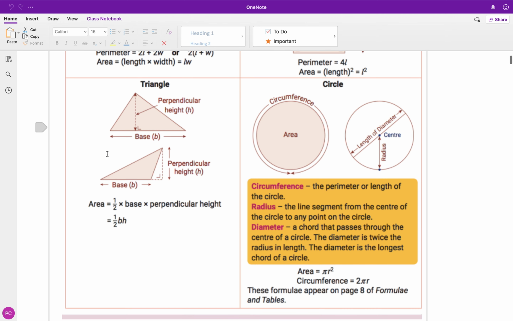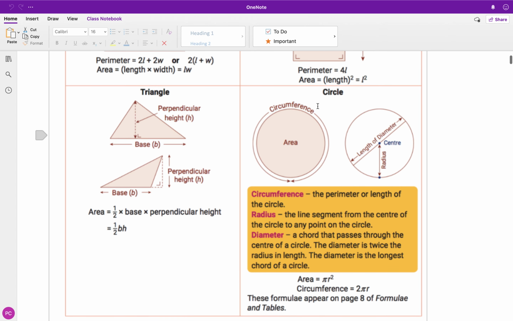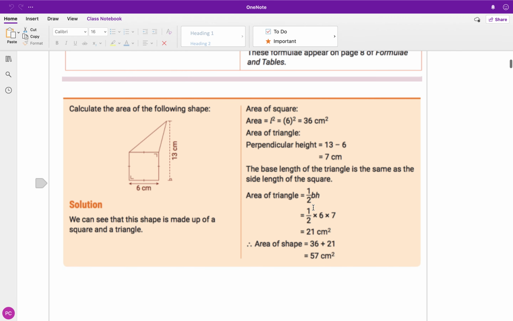Same for a triangle, same formula: half the base by the perpendicular height to find the area of a triangle. And the area of a circle is pi r squared, or to find the circumference all the way around the outside is 2 pi r. Same formulas. The only difference between what we were doing last week and what we're going to do now is we put shapes together.